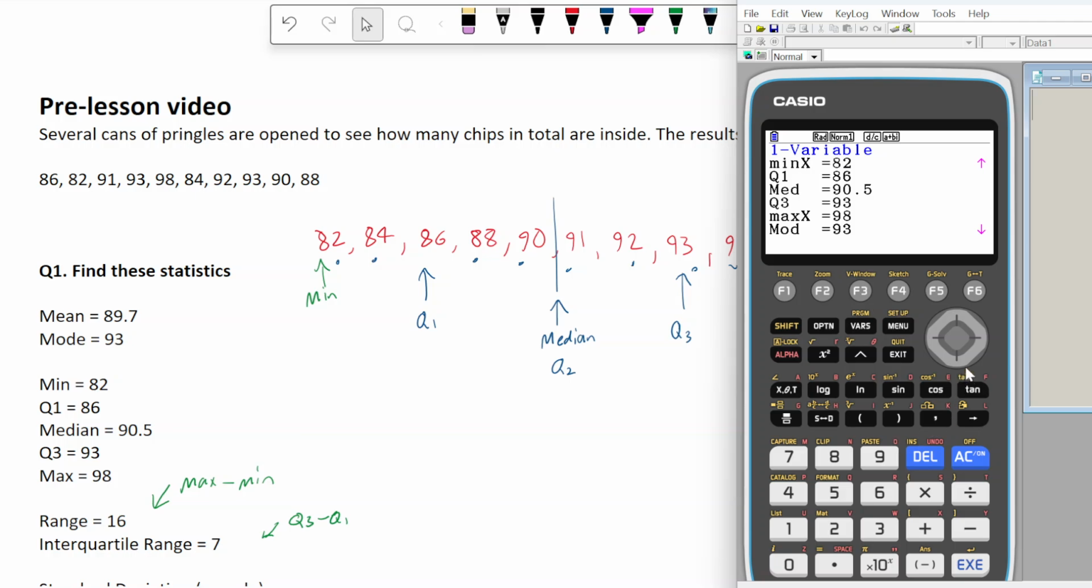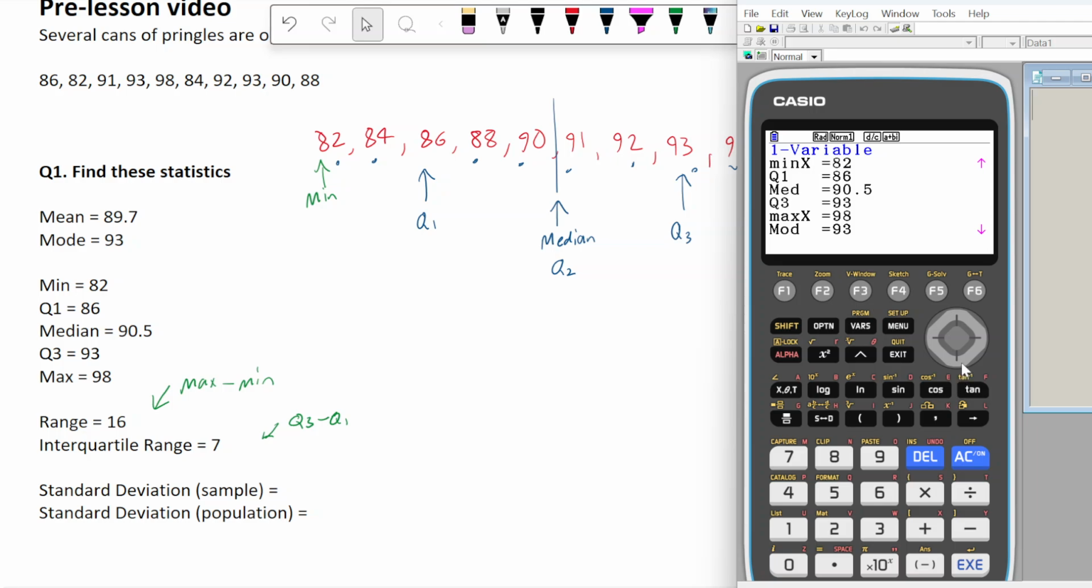So you'll never actually have to find these by hand. You can always just do it on the calculator. And mod is the mode, that's 93. And I don't think the calculator tells you range and interquartile range, but you can get that pretty easily.